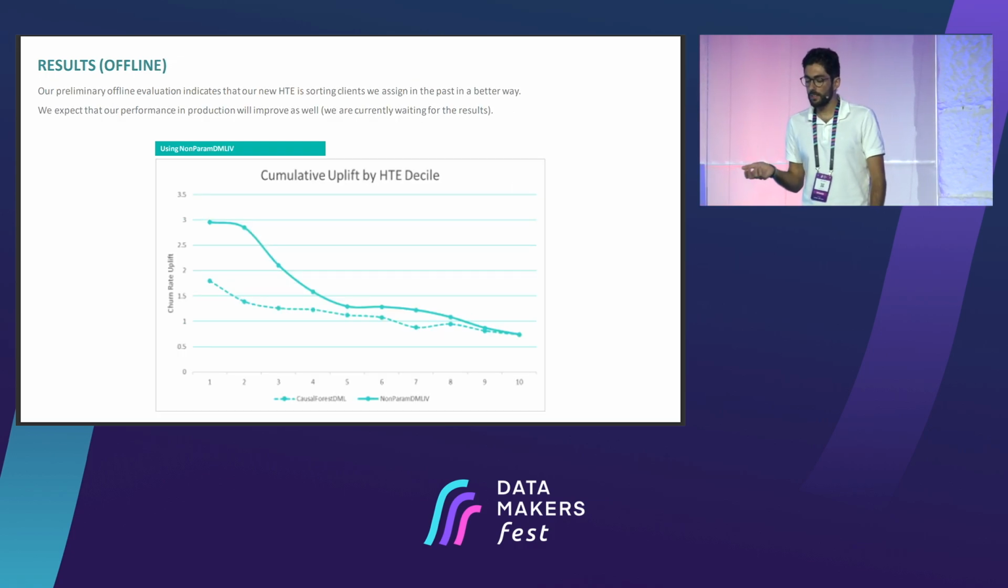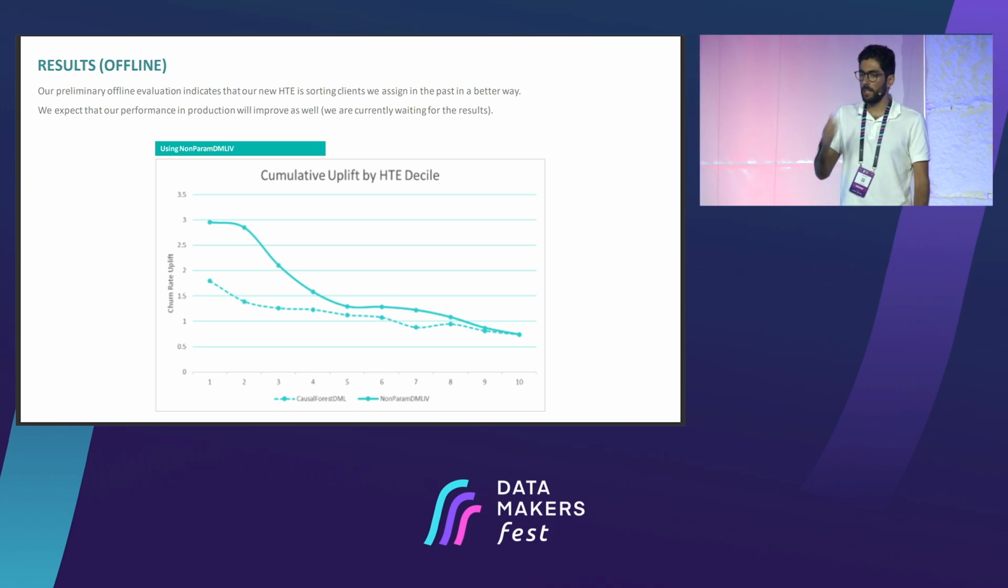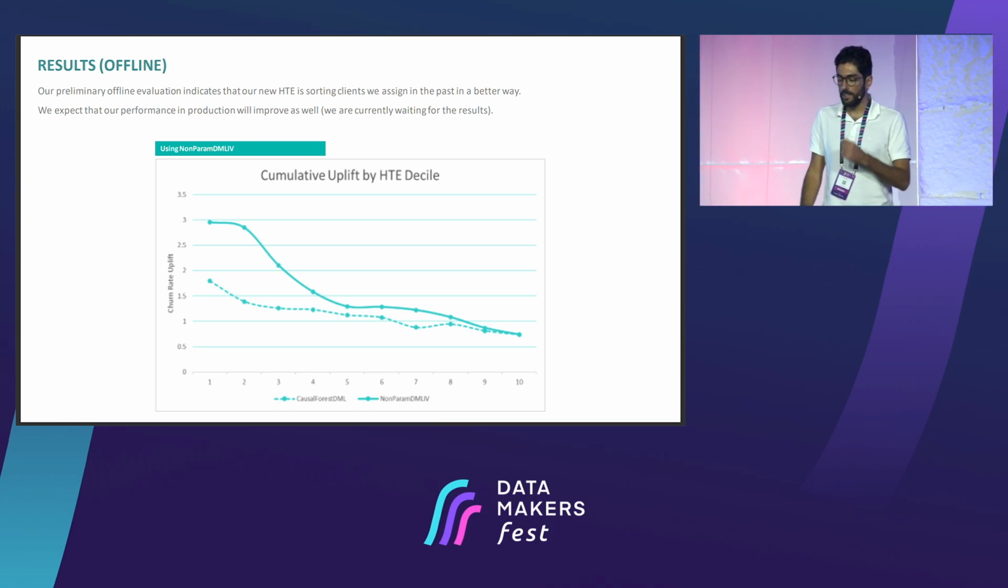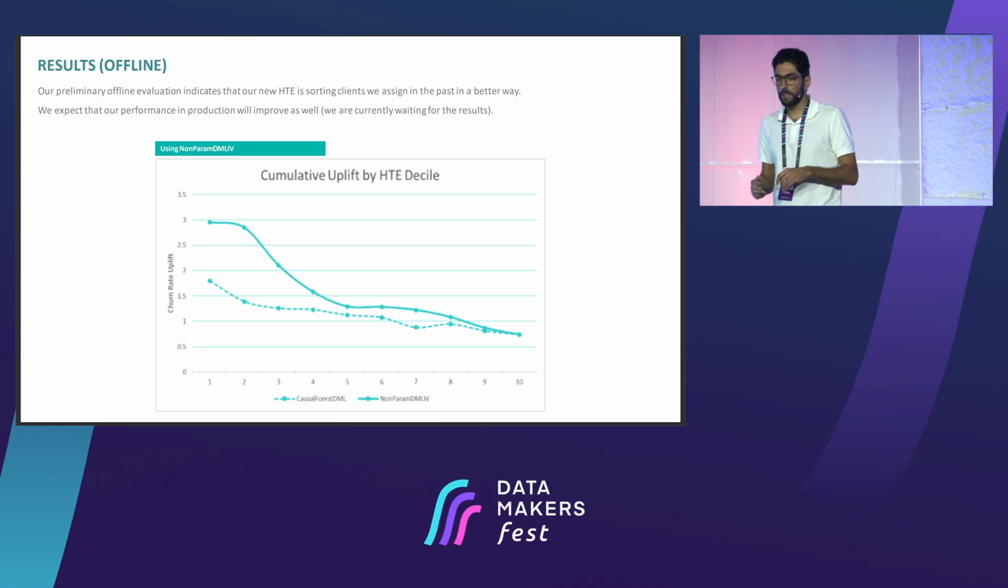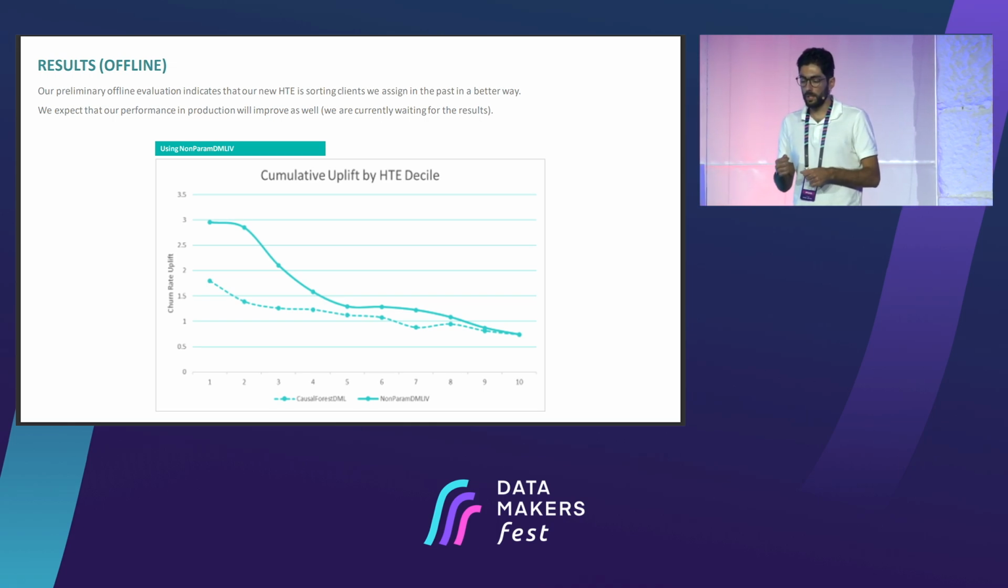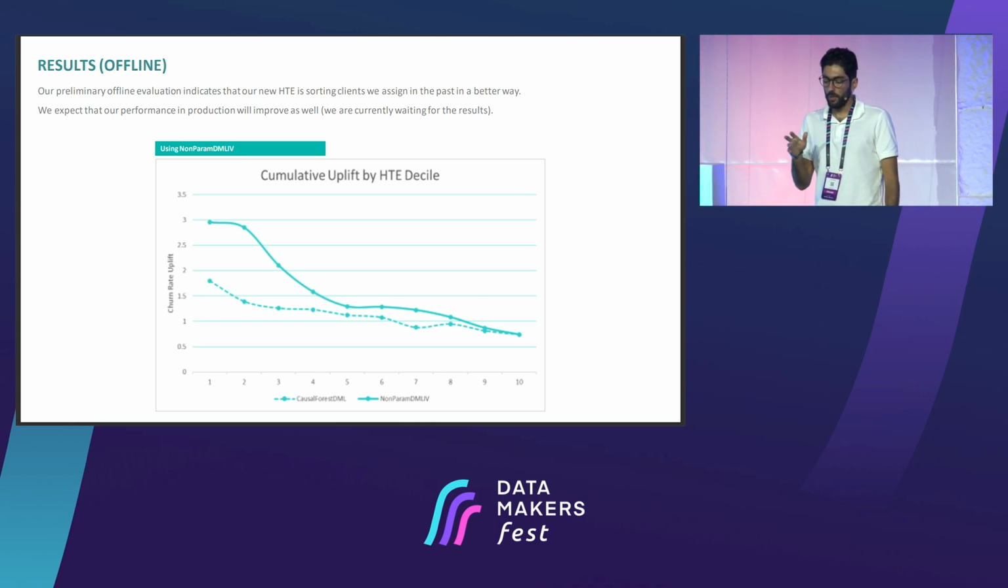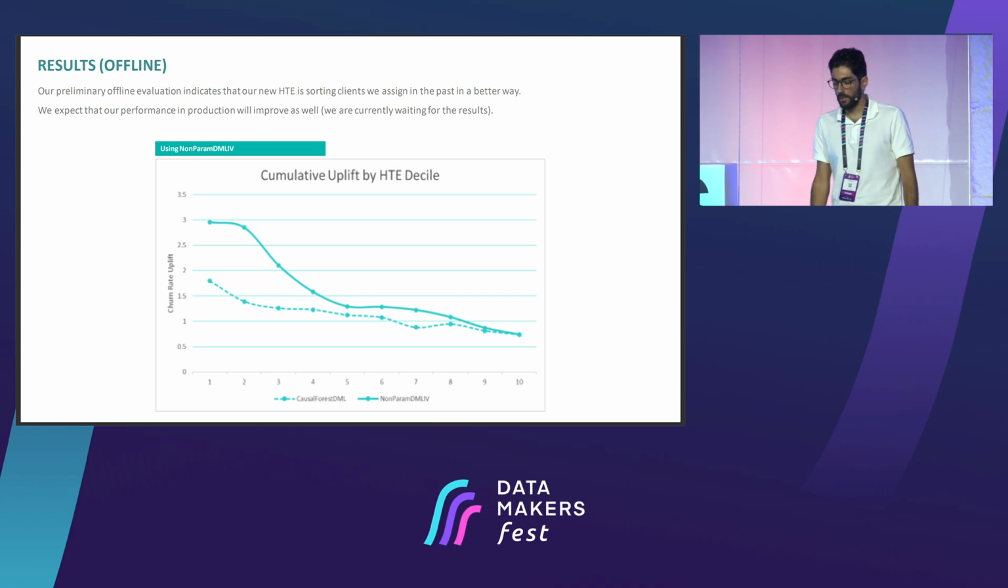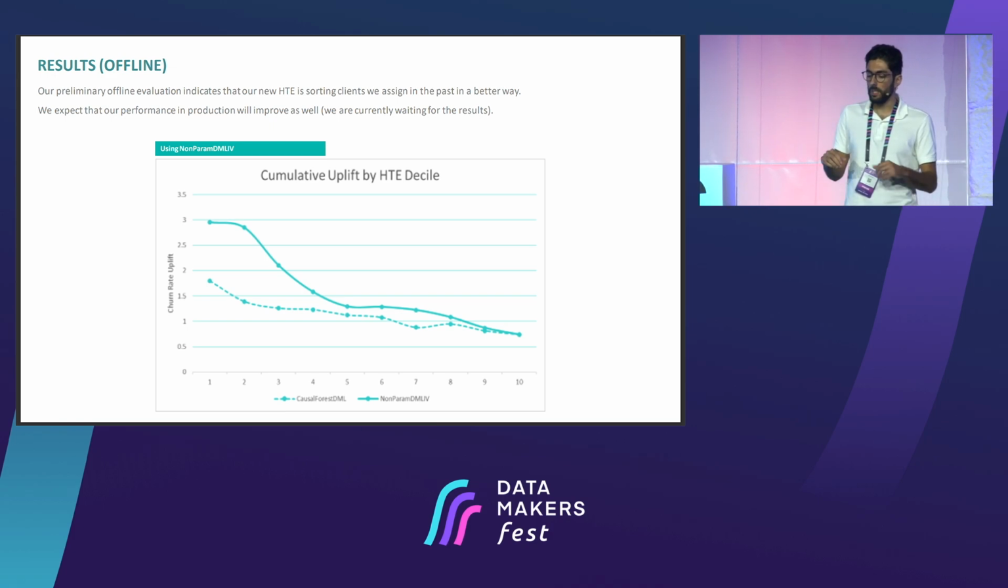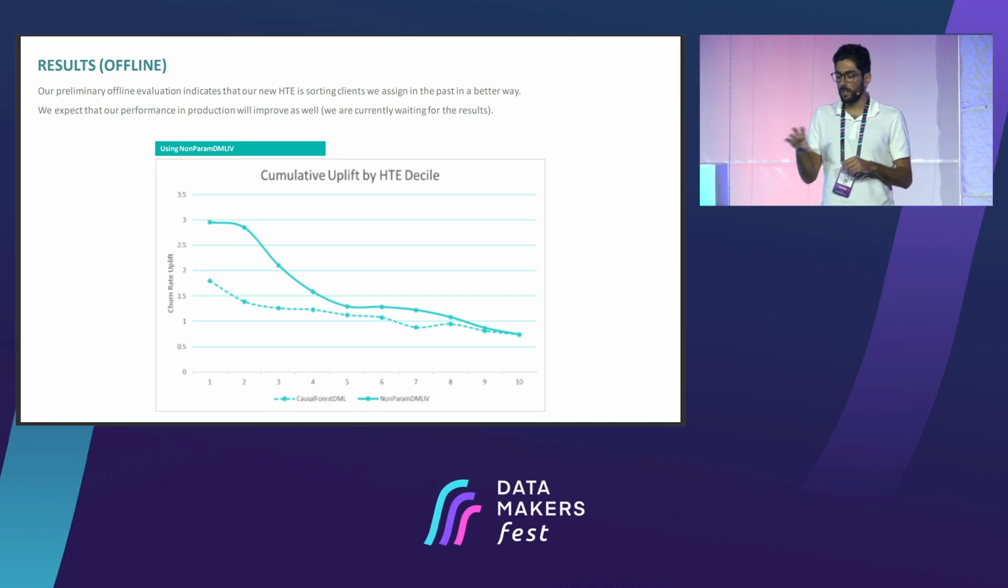For the latter solution that Gabriel mentioned, we only have offline results yet. At the moment, the new model showed better results. How do we evaluate these offline results? Using this cumulative uplift plot. Basically, we need to train a new model. We have the scores of that model, and the scores here are the heterogeneous treatment effect. And we need to sort those clients.